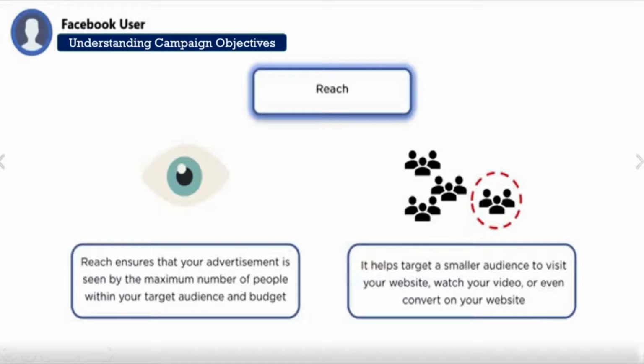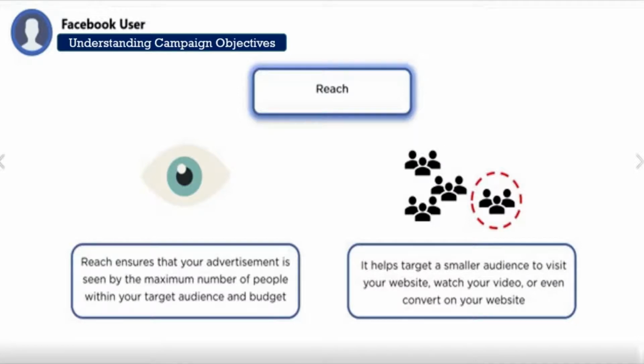So it's not necessarily that they click on your link to make inquiry about your product or services, but Facebook ensures that if you are running this kind of advertisement, a maximum number of your target audience get to see your product. Number two, it helps target a small audience to visit your website, watch your video, or even convert on your website. Now, this is another one, the reach.